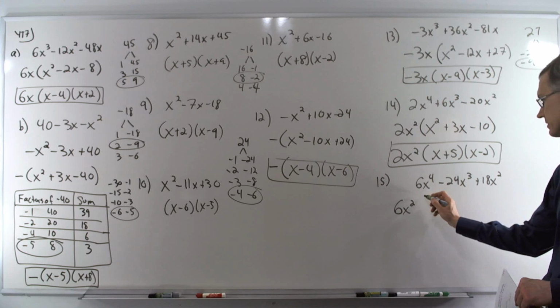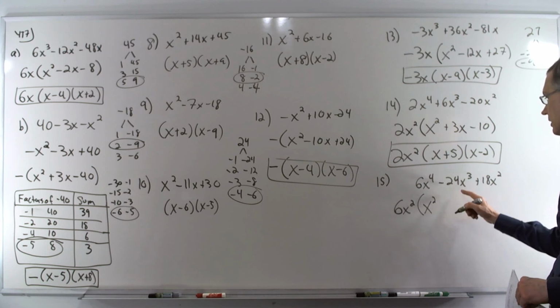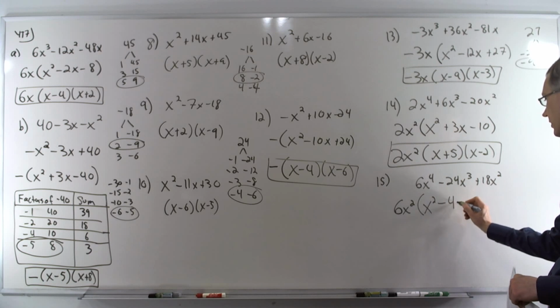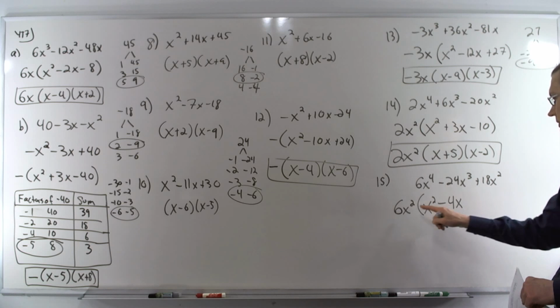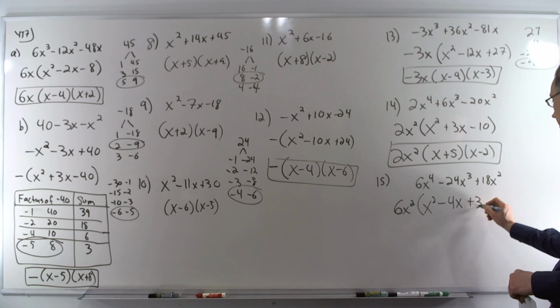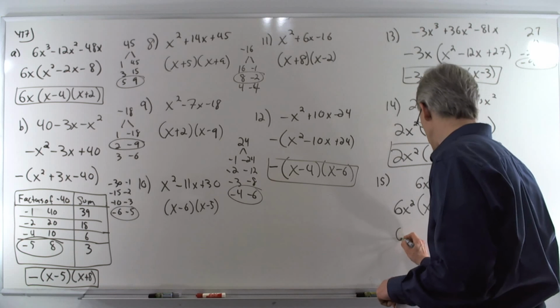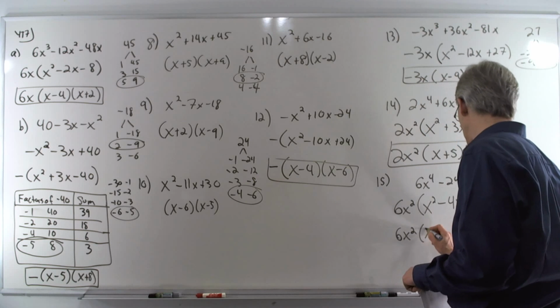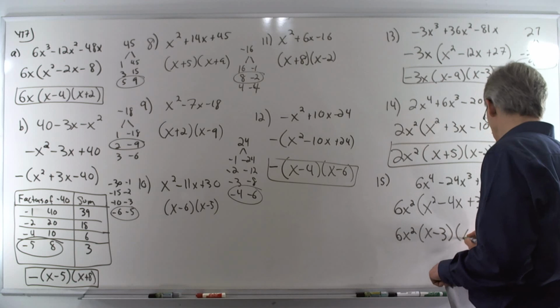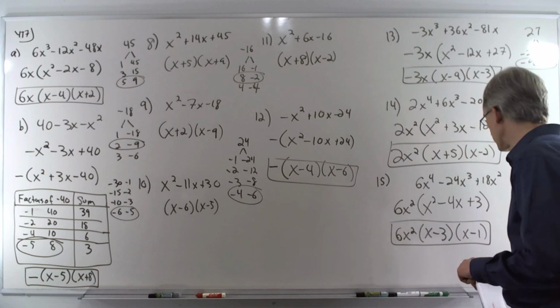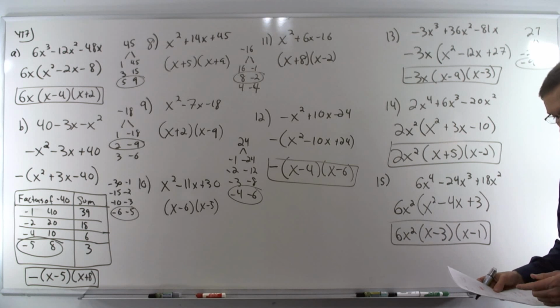6x to the fourth divided by 6x squared is x squared. Negative 24x to the third divided by 6x squared is negative 4x. And 18x squared divided by 6x squared is 3. Now we need two numbers that multiply to get 3 and add to get negative 4. That's going to be negative 3 and negative 1. So the fully factored form there is 6x squared times x minus 3 times x minus 1.